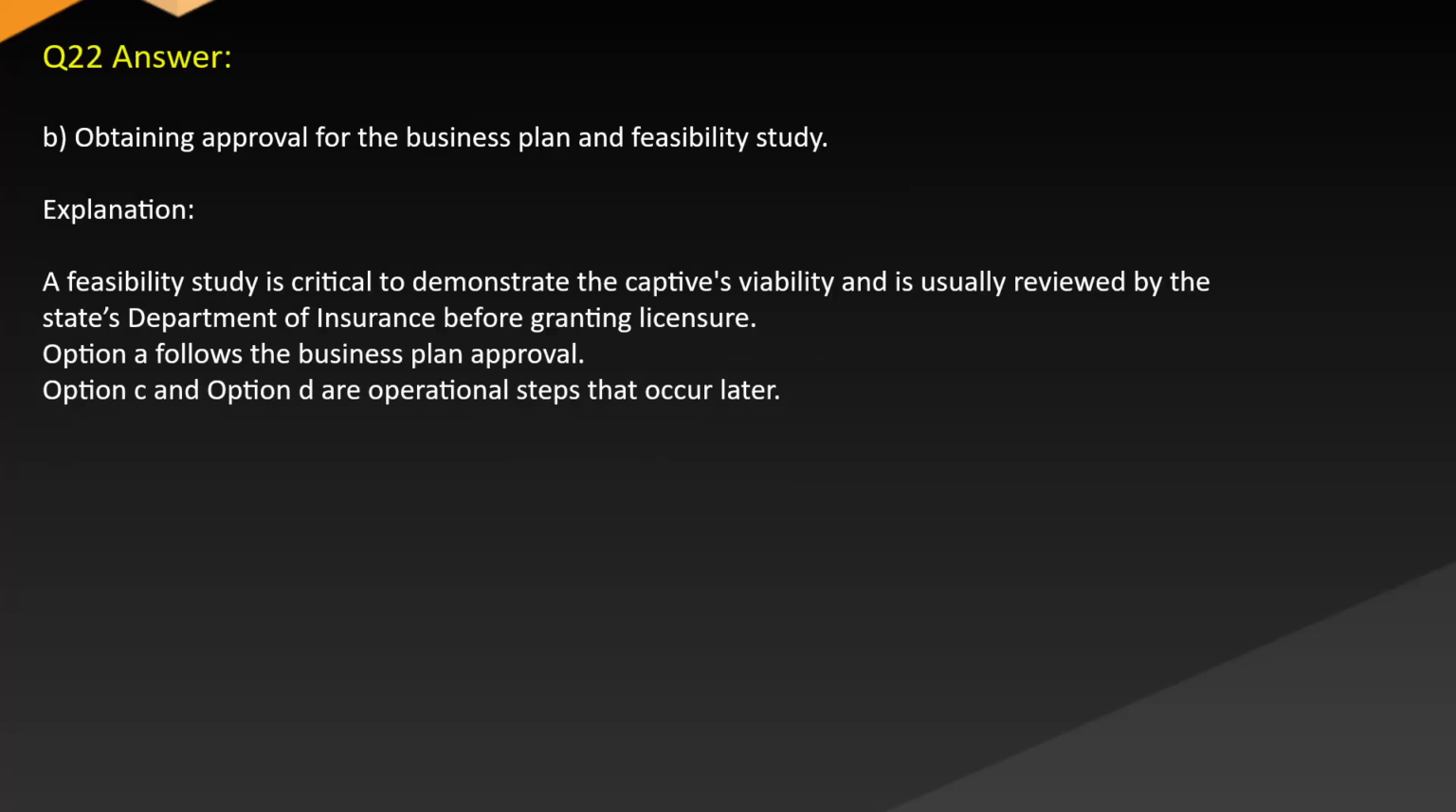Answer: B. Obtaining approval for the business plan and feasibility study. Explanation: A feasibility study is critical to demonstrate the captive's viability and is usually reviewed by the state Department of Insurance before granting licensure. Option A follows the business plan approval. Option C and Option D are operational steps that occur later.